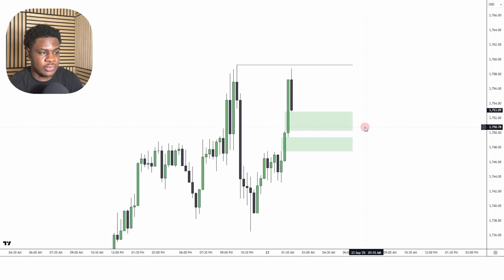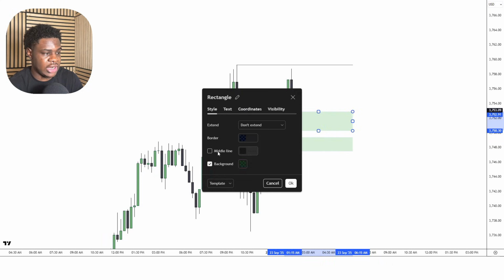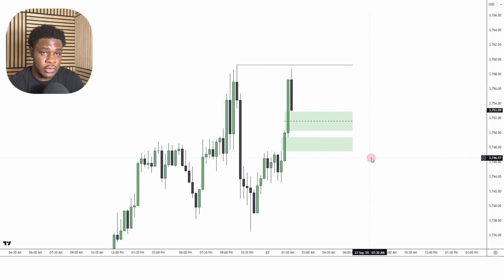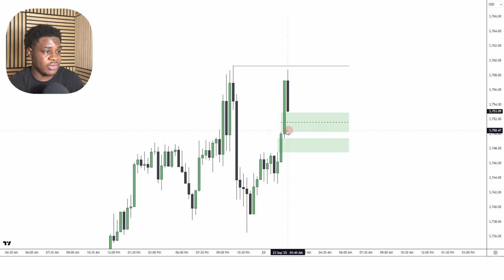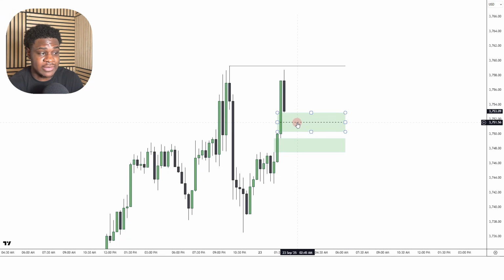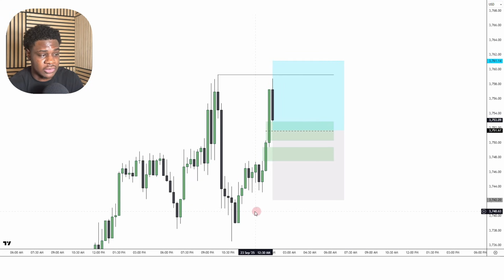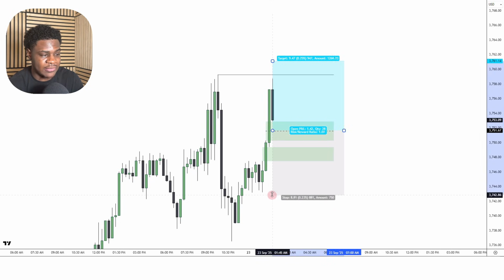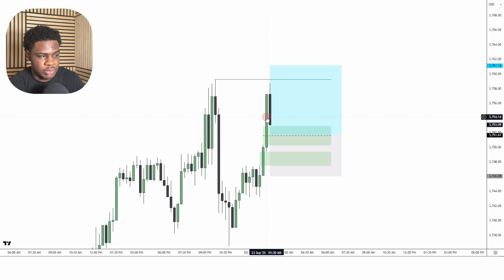Whenever you're in this situation, what you want to do is mark out your 50%. Click on this rectangle here and go into the middle line, and this is called our consequent encroachment. 50% is a level within a fair value gap that price tends to tap into. I only mark out the 50% and take trades within the 50% if there are multiple fair value gaps. Not only does it guarantee the entry, it's also a deep enough pullback where you can have a good stop loss. This is the fair value gap that we're going to take the trade in. This is where we're going to put our stop loss.